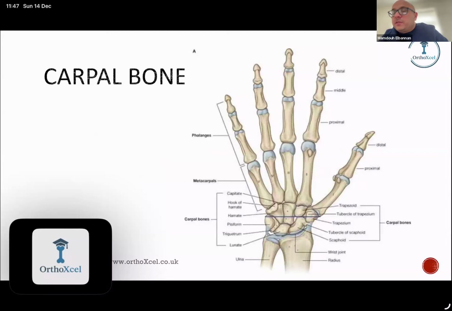What they can ask you about the scaphoid and lunate: scaphoid injury happens when falling on an outstretched hand in the extended position. It causes high axial compression on the scaphoid, which can cause fractures.